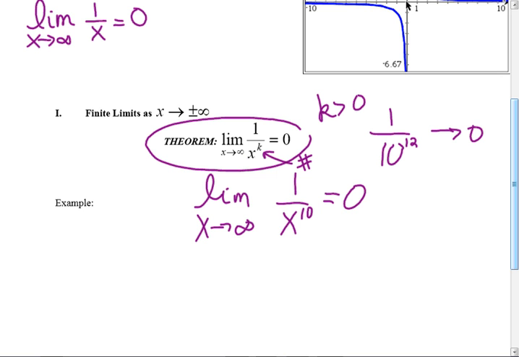K can't be negative. Why? What if I have x over 1 over x to the negative 10? What's that really equal to?